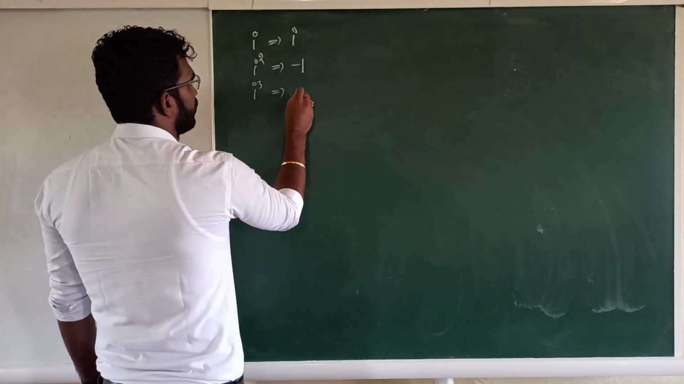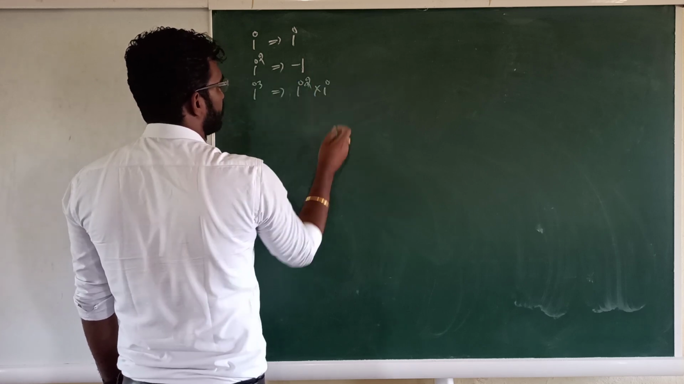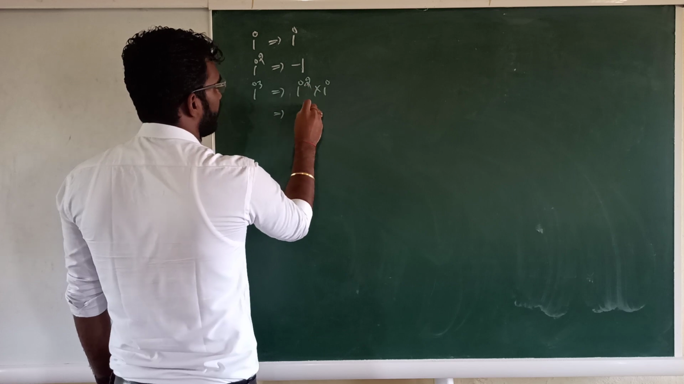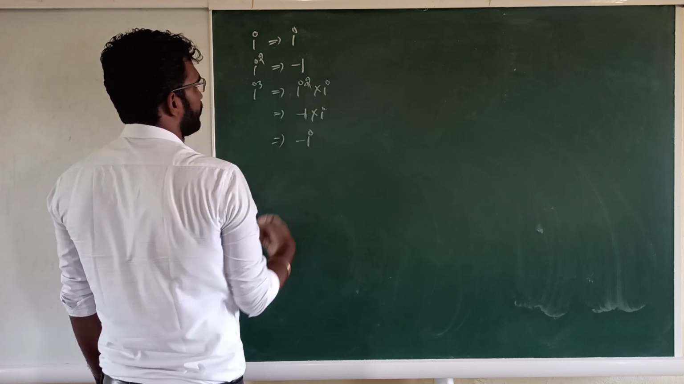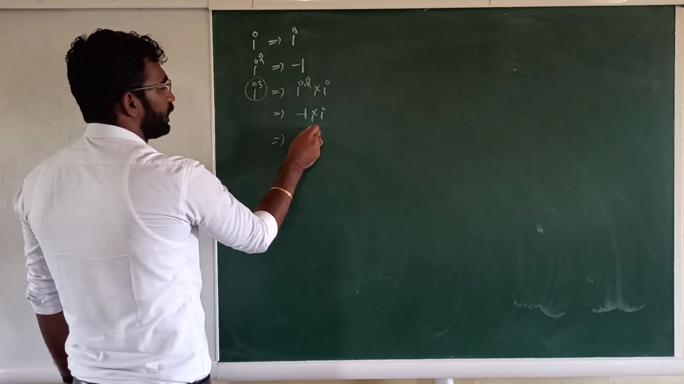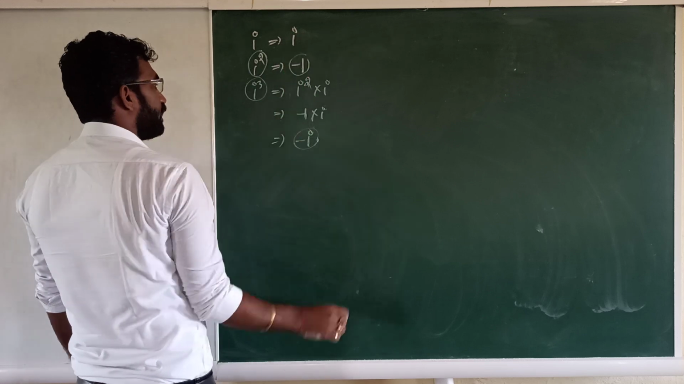Therefore how are you going to write it? You can write it as i square into i. What is the i square value? Minus 1 into i. Therefore what are you going to get? Minus i. So i cube is minus i. If it is i square, minus 1. If it is i, i as it is.